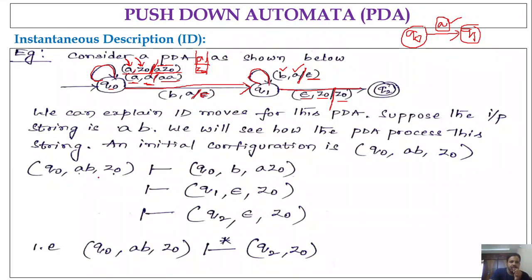Now this is how we specify the instantaneous description. Initially we are in state q naught and we want to check whether ab is accepted or not. So ab is the string, and initially, as I mentioned, the stack consists of z naught, right?